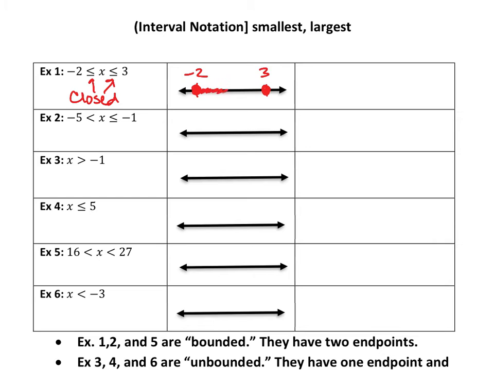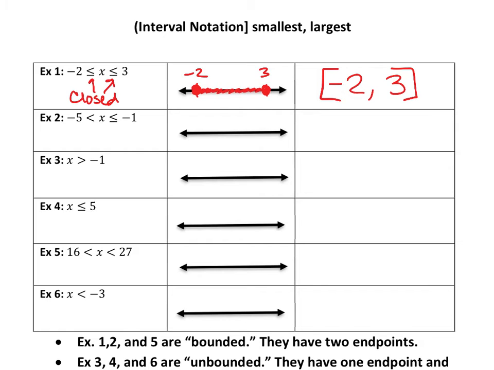So from -2 to 3, I color in my number line. Okay. Well, we've got a closed circle on -2, and we've got a closed circle on 3. So to change that to interval notation, it's a closed circle at -2 and a closed circle at 3. You just switch them to brackets. The bracket is for closed, yes. The parentheses is for open.